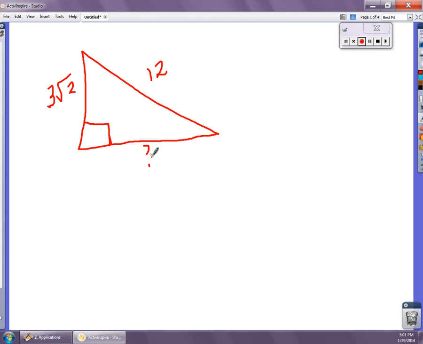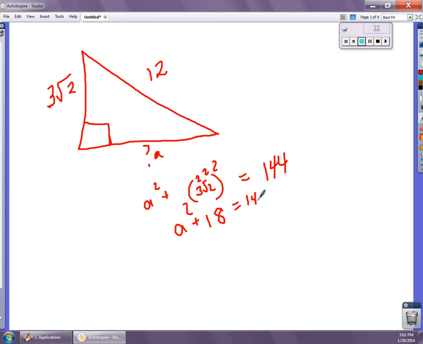So again, it doesn't matter if you call this a or b. I'll call it a. So it's a squared plus b squared, which is 3 root 2 squared, is equal to 12 squared. I'm just going to write 144, which is 12 squared. Now, when you have a monomial, you can actually distribute the squared to both parts. So the 3 squared is 9, and then root 2 squared is just 2. So 9 times 2 gets you 18. So a squared plus 18 equals 144.